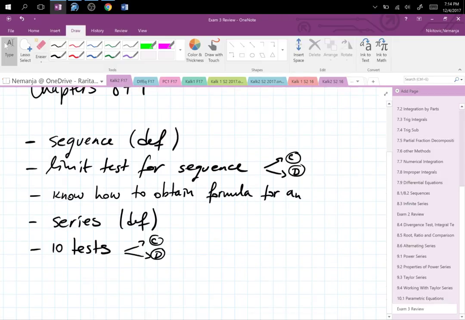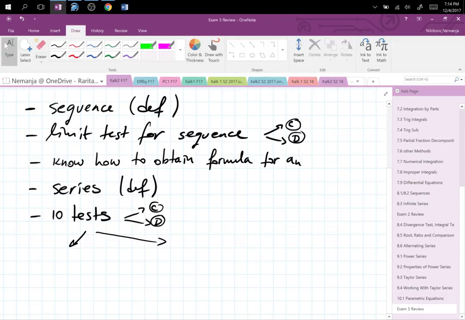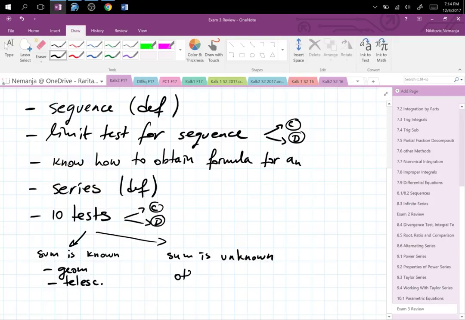Now from those 10 tests, we put those into two categories. There is a category where the sum is known, and that is geometric and telescoping. Very good. And there are the ones where the sum is unknown, and I'll say the other 8, which are the root, ratio, integral, p-series, divergence, everything else.